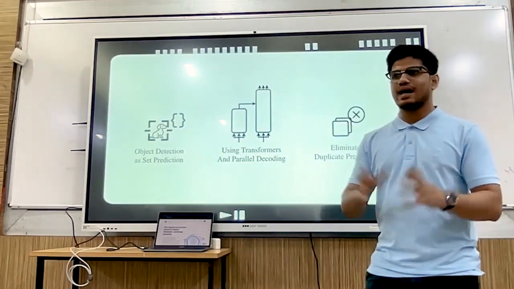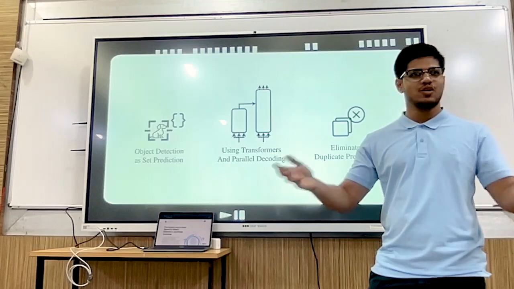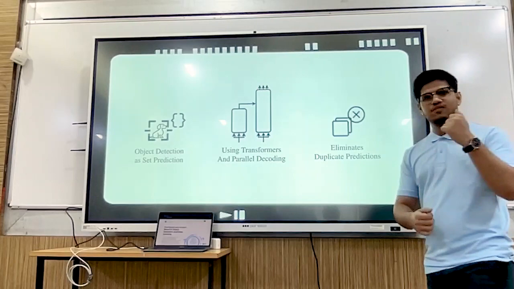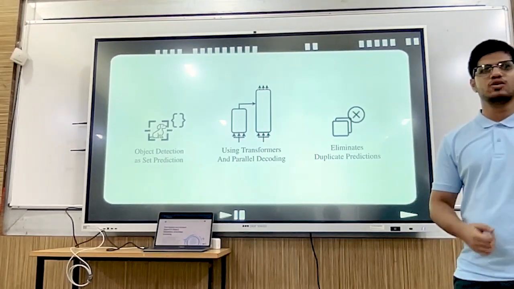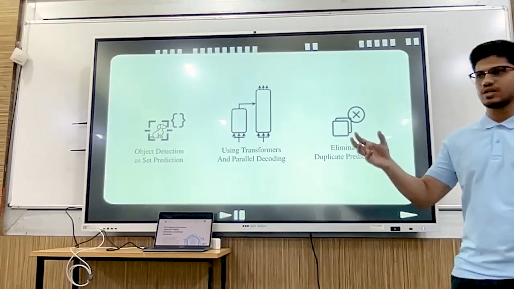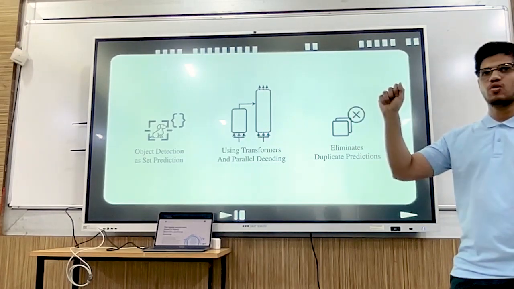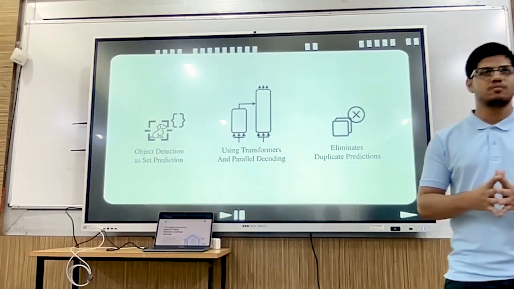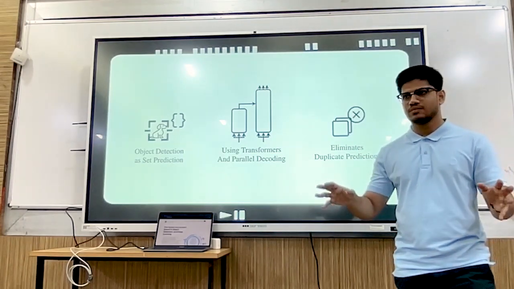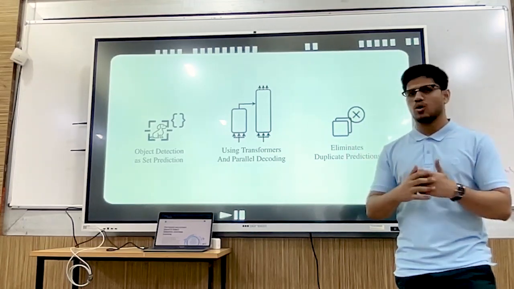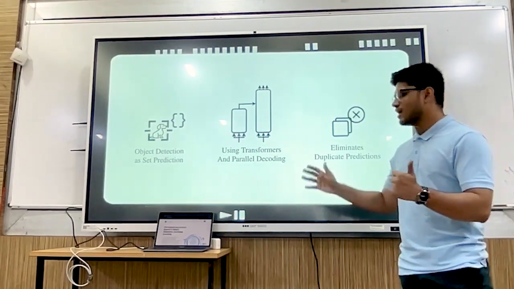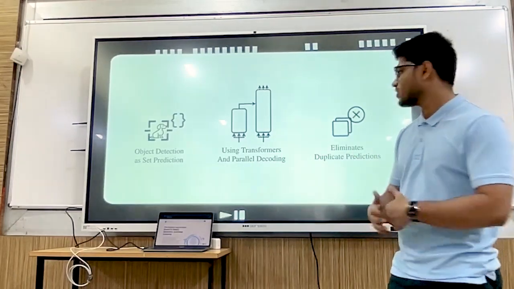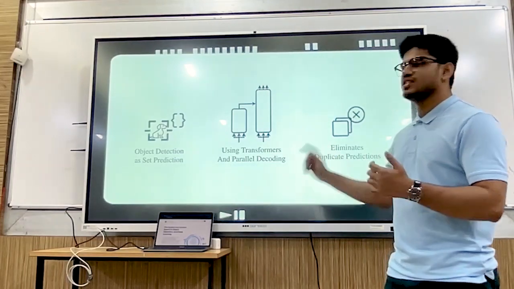So what does DETR achieve, or what does this elegant new pipeline ultimately achieve in the end? Well, first of all, it views object detection not as a problem where you extract features and then you show those features, or you tell that this object is based on a set of features. It says object detection primarily is a set prediction problem. And no need to worry if you don't know what set prediction problem is, or if this feels too theoretical. We'll go through it step by step as well. Using transformers and parallel decoding.